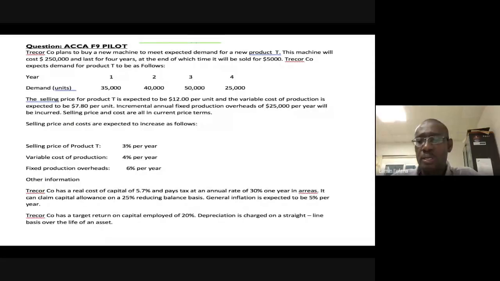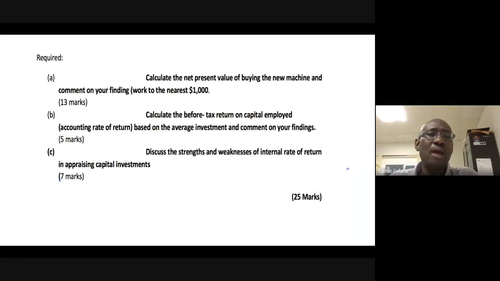Yes. Okay, good. So, you've got the requirement as well, yeah? Calculate the net present value of buying the machine and comment on your findings. Calculate the before tax return using ARR, and then discuss IRR. Okay, so Mari, I'll come to your answer. Let me go back.